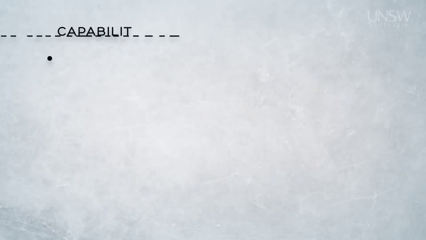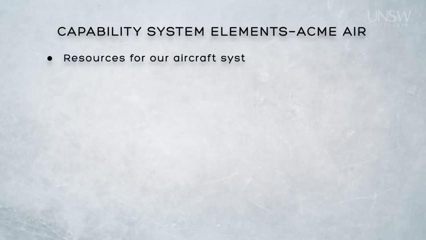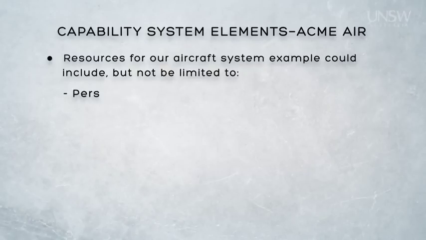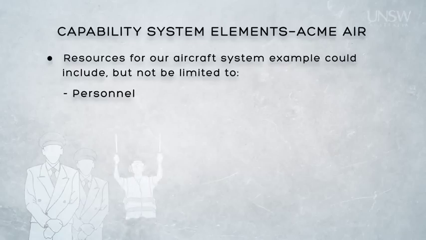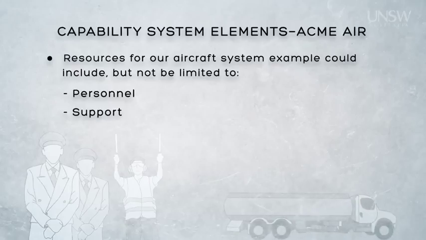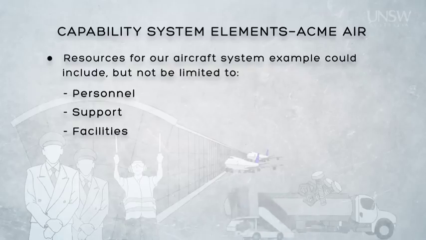So, for example, in an aircraft system, the resources for that capability system are many. They will include, but not necessarily be limited to, the people we need, so the personnel. We need air crew to operate the system and ground crew to maintain and support the fleet. We need support. We need maintenance facilities and equipment for routine maintenance and repairs. Materials are required to operate the system, including the fuel, of course, and lubricants and other consumables such as tyres and spare parts. We need facilities for support and for operations. We need terminals and support facilities to maintain the aircraft.